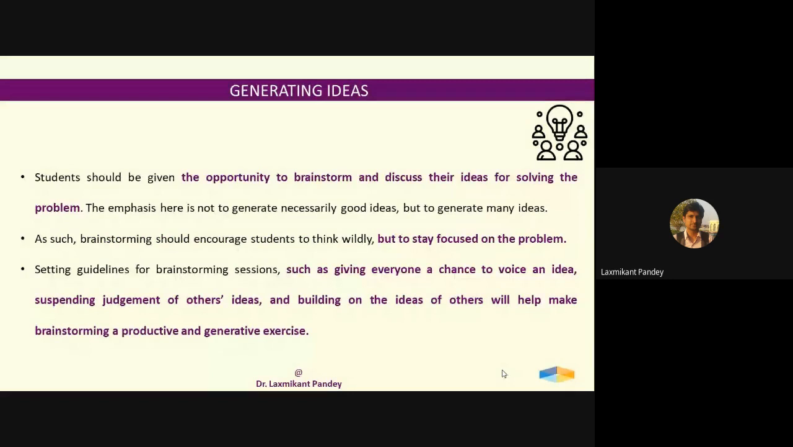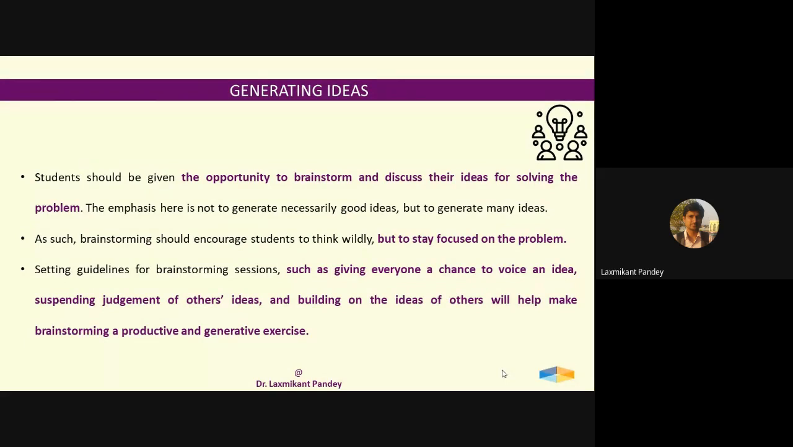Now, in project based learning, students should be given the opportunity to brainstorm and discuss their ideas for solving the problem. This was already mentioned in the last slide. Such brainstorming should encourage students to think widely but to stay focused on the problem. This is a very important thing. I just missed explaining that when you are designing any problem, the problem needs to be very specific.